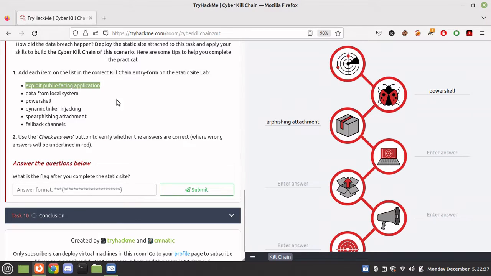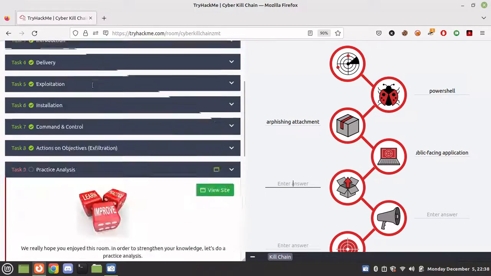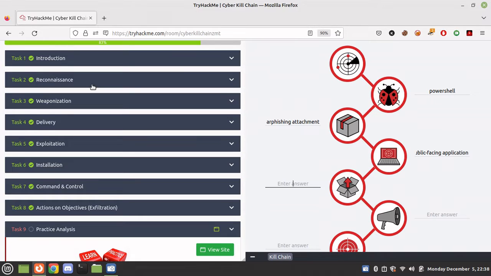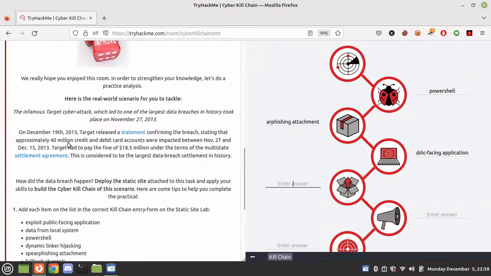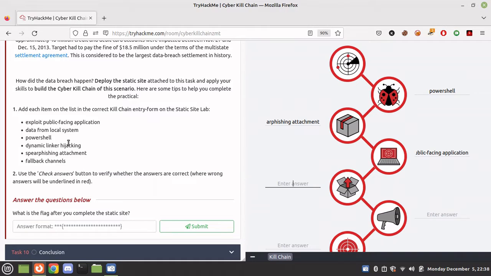Now this is exploit public facing application, I think. And this is the installation. Weaponization, we have delivery, we have exploitation, we have installation. Now what will we install? Dynamic linker hijacking, I think. Let's put that. Okay, yes, dynamic linker hijacking.